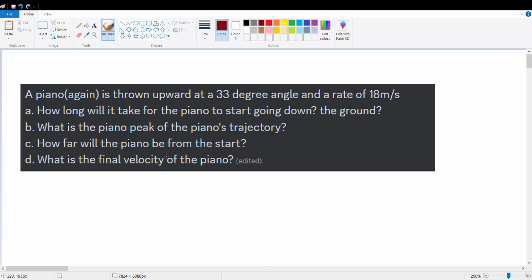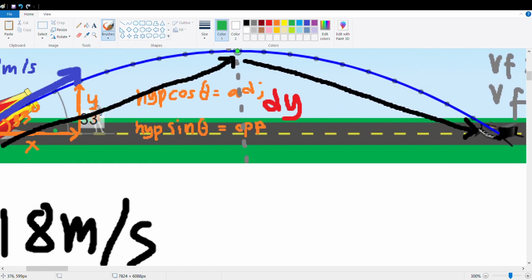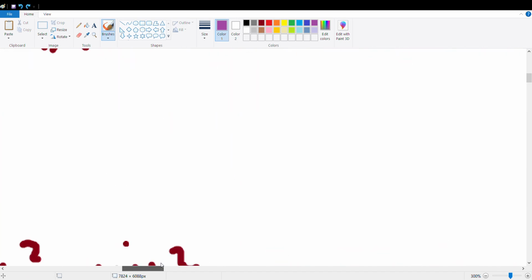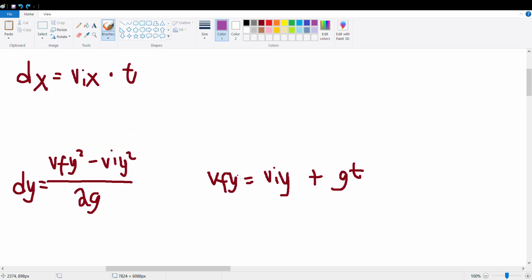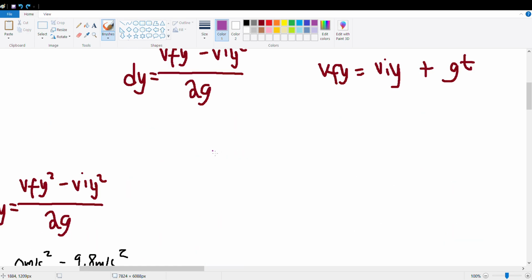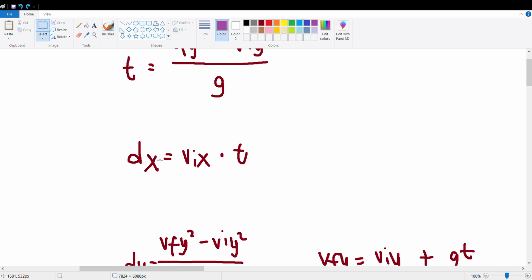Now the third is how far. So again, you can already tell, how far is the dx? So we are going to draw a line from here all the way to here, because that is going to be our dx. Now as you know, we are going to be using the total time for this, because we're adding the time from here and here, so we will be using this formula: dx equals vix times t. This is the total time.